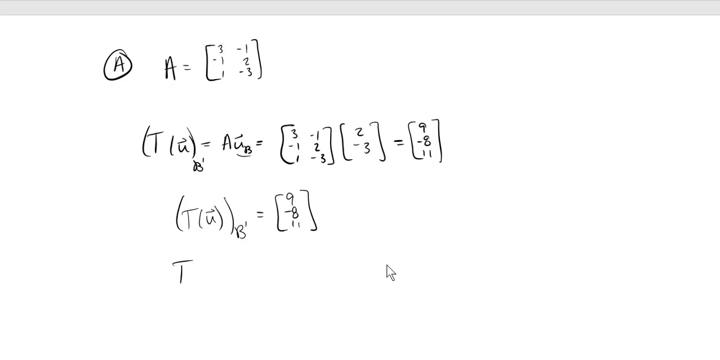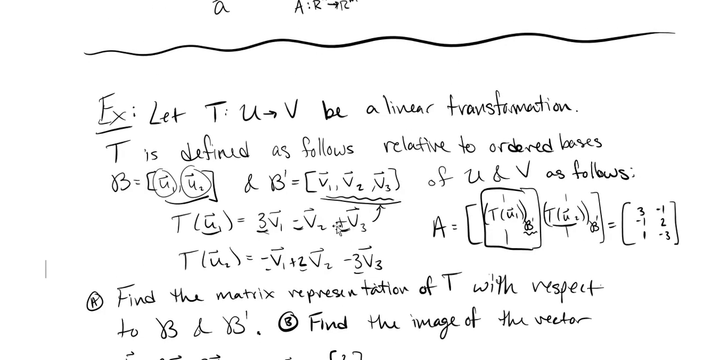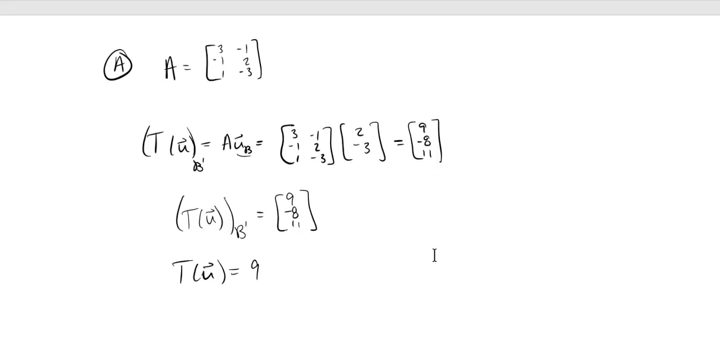Since we know these basis vectors, we know what this is really saying. We're saying that T of u is 9 times, remember the basis for B prime is just v1, v2, v3, so 9 times v1 minus 8 times v2 plus 11 times v3. These are the coordinates relative to this basis. Here is what that vector actually looks like in terms of v1, v2, and v3.